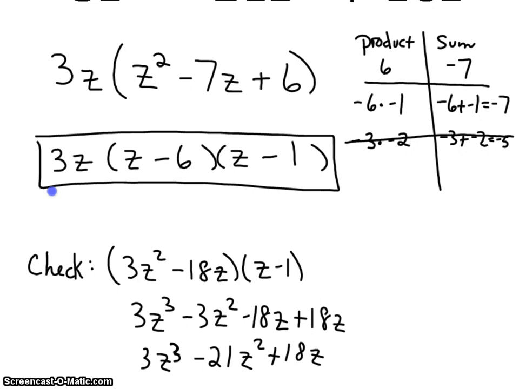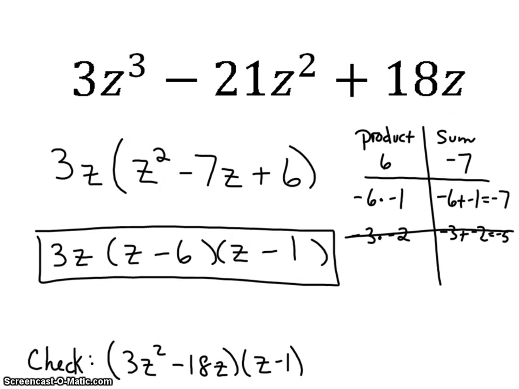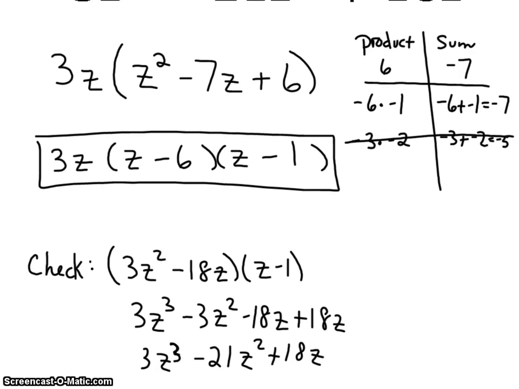So let's check the original problem and see if we're back where we started. 3z cubed minus 21z squared plus 18z. 3z cubed minus 21z squared plus 18z. We got it. Alrighty.